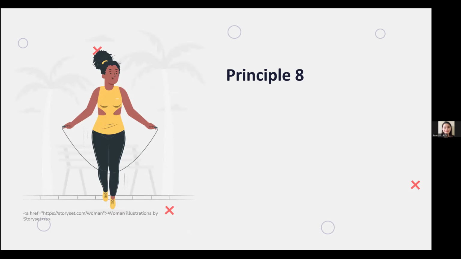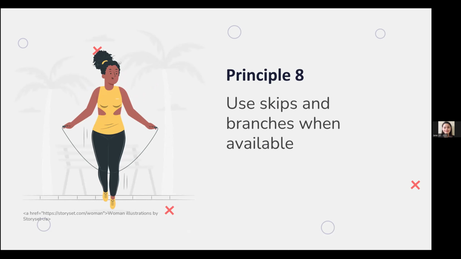The next principle, again, we're still talking about flow and flexibility, is use skip and branching logic when available. An example that I have is a demographic survey where we're asking them if they're currently employed. If the participant says, no, I'm not currently employed, then you would want to design the survey so that your participant can skip all the job-related questions and move on to the next section, so that it saves them time and makes more sense to the participant.